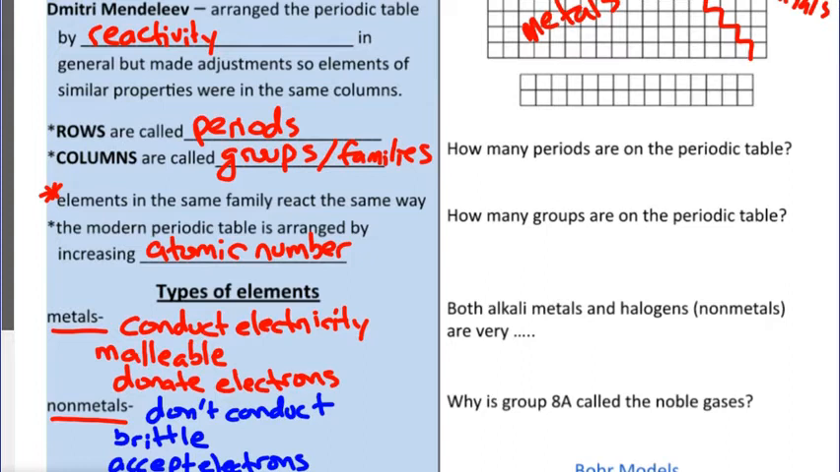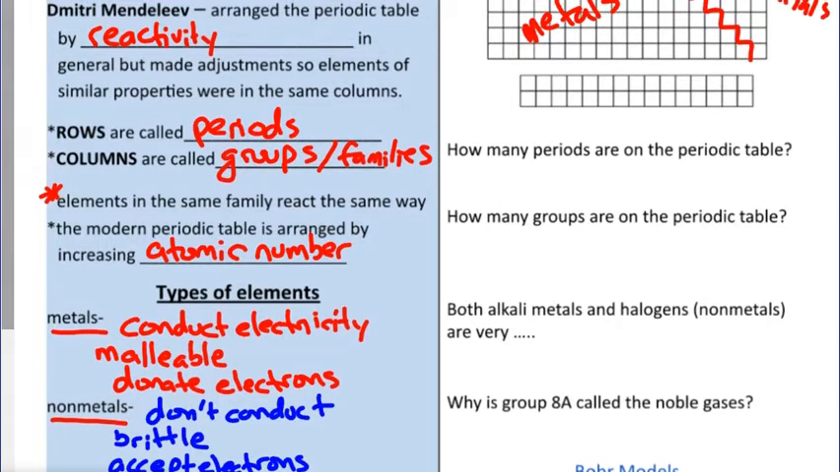Okay? So how many periods are there specifically on the periodic table? Periods referring to the rows. We technically have 1, 2, 3, 4, 5, 6, 7 periods. And you're probably wondering, well, what's the deal with these 2 rows down here? That's kind of like a cutout.